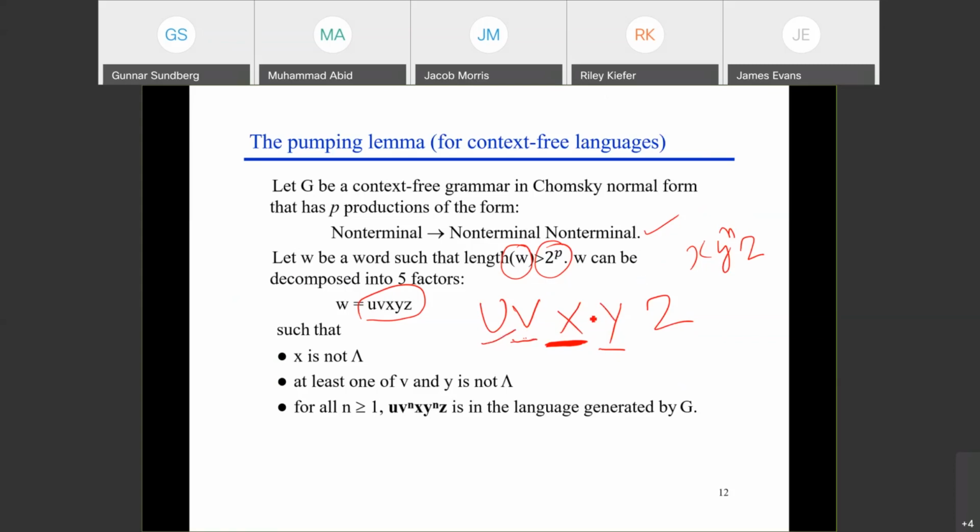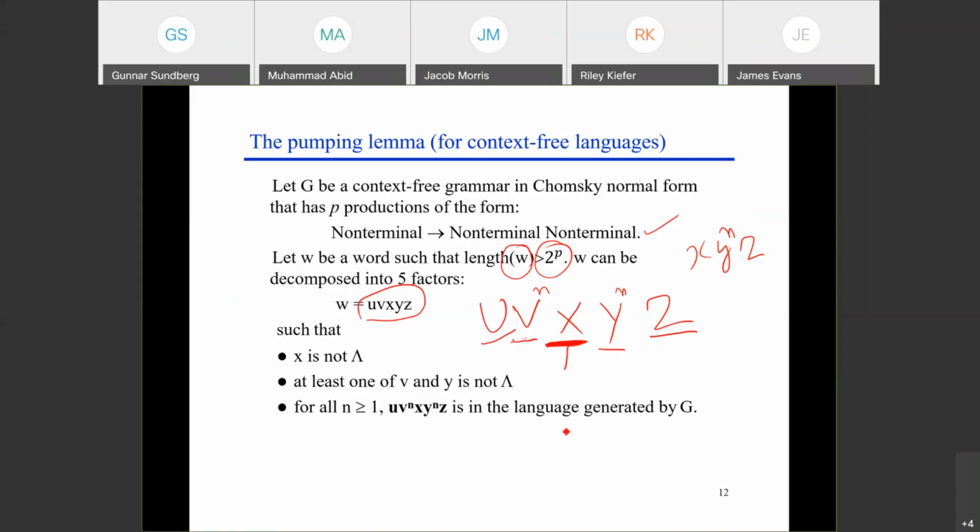U and Z, both can be lambda, both can be there, either one can be present, it has no restriction. And you can beef up your word by v raised to power n and y raised to power n. So you have a word, you divide your word into 5 parts, and your word will have X must be there in your word. This will never be lambda.